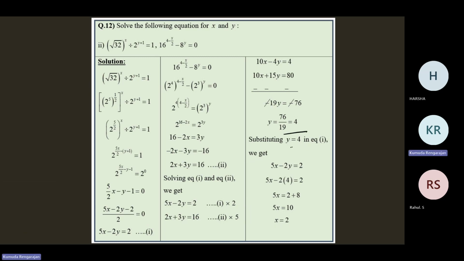So substitute y is equal to 4 in equation 1. I have put it in this equation 1. y is equal to 4. So we get 5x is equal to 10. x is equal to 10 by 5, which is 2.